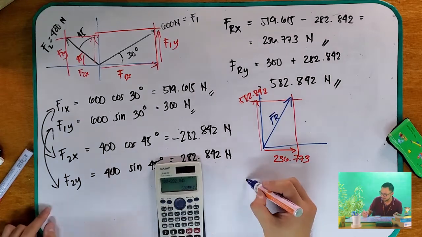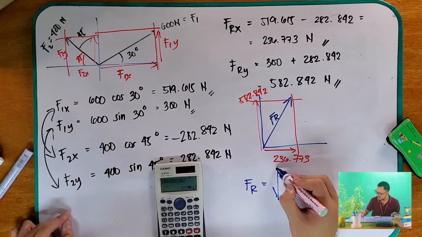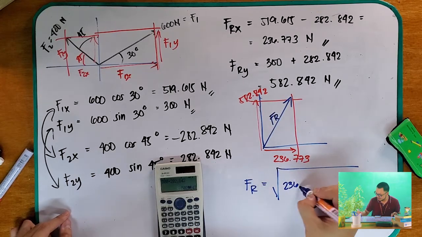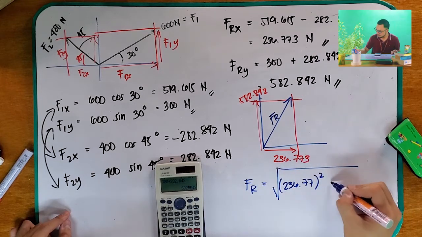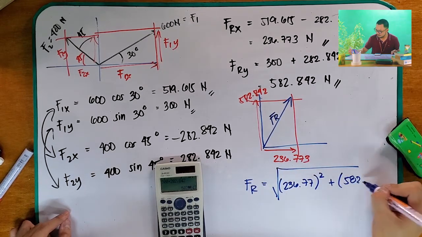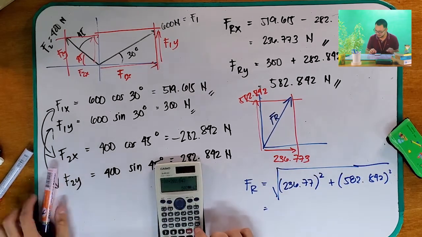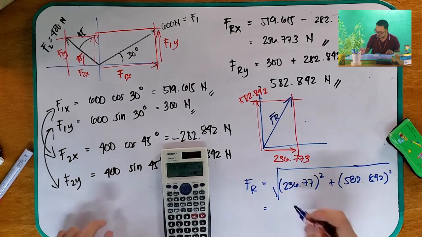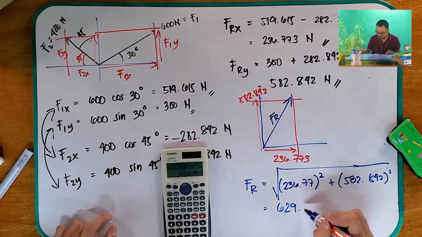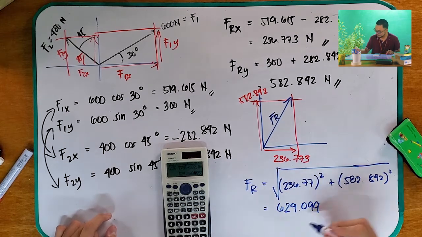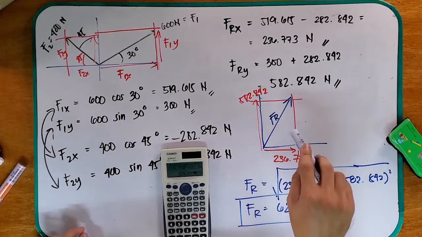So to get your Fr, simply you have to do the Pythagorean theorem, which is the square root of 236.77 squared plus 582.842 squared. And there you will get your answer of 629.099 newtons. This is the magnitude of your resultant force.